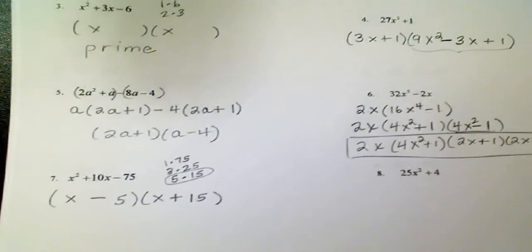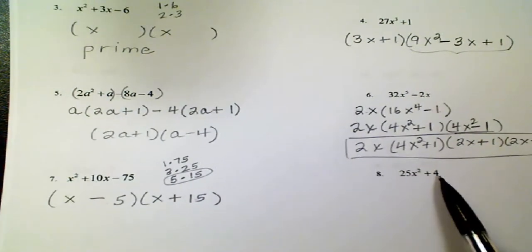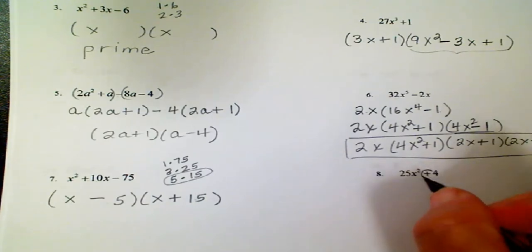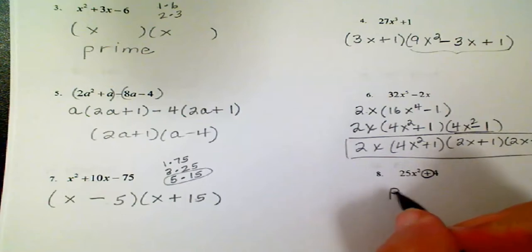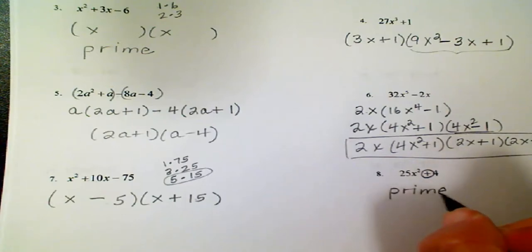Okay, number 8. You're saying GCF. No, you see perfect squares. You're thinking, okay, difference of squares, but guess what? That's not a difference. This one is prime. You cannot factor a sum of squares.